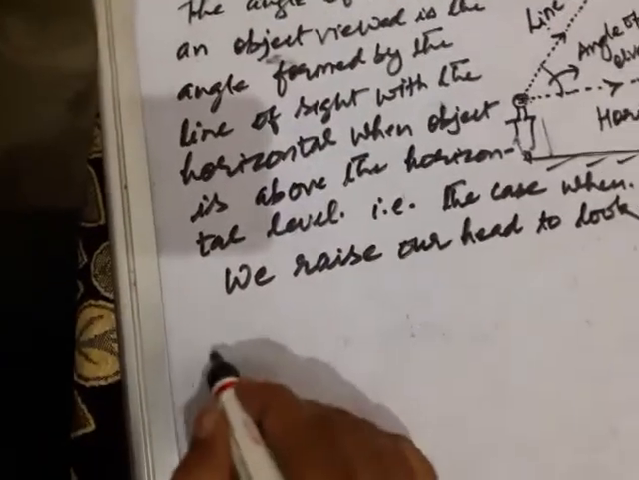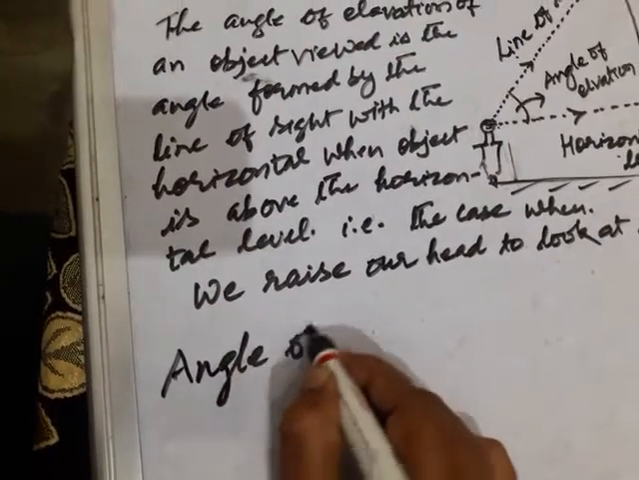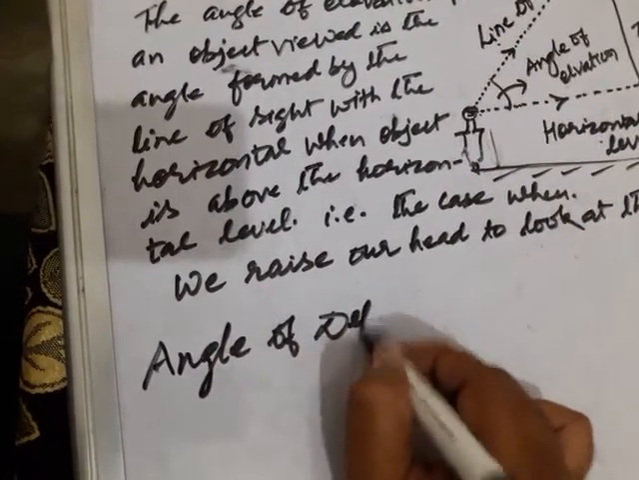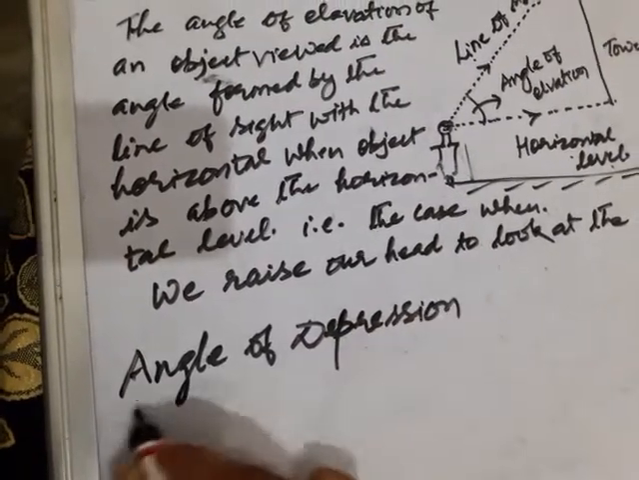Okay children, now what is the second case? That is the angle of depression. What is the angle of depression, children? It is just opposite to the angle of elevation. Here in this case, children, look at here, look at it very seriously.